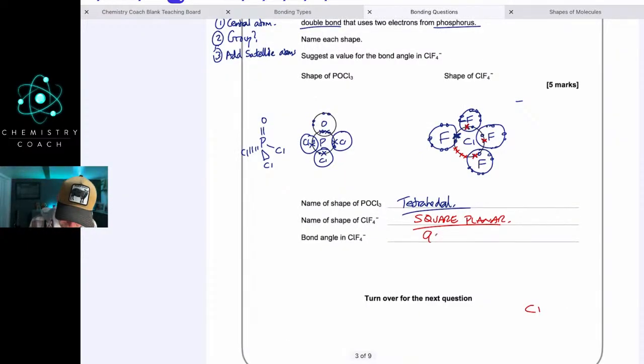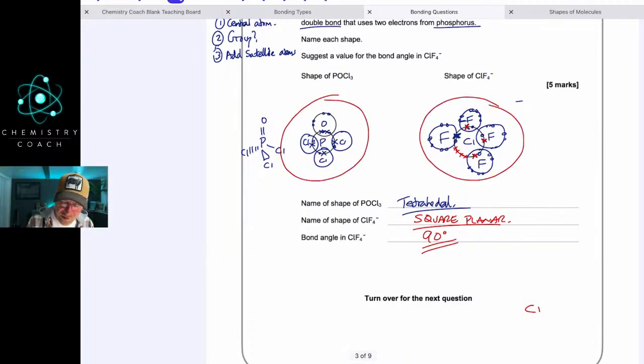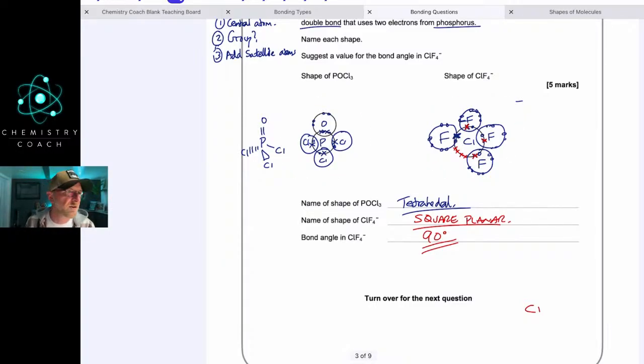The bond angle here is 90 degrees, and that's just recall. But obviously figuring these out in the first place, that's the trick. All right, that's the trick. What time are we on?